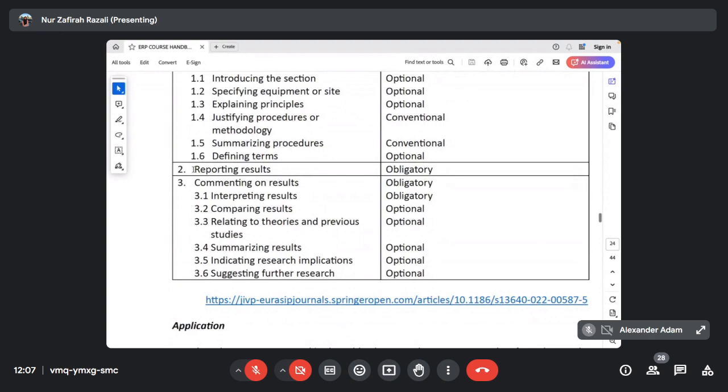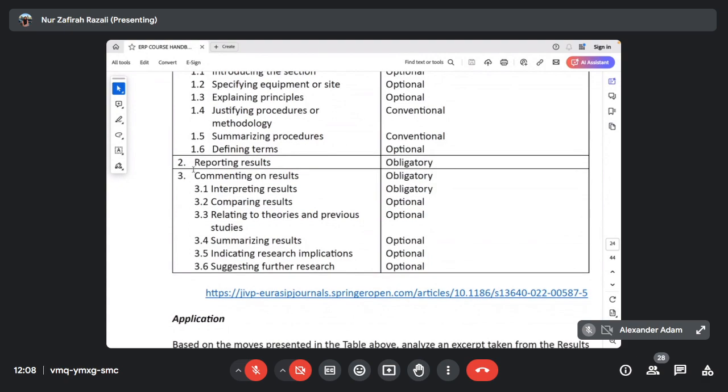Now, move 2, reporting results. This is more like a standalone move. It is not realized by steps because the act of reporting results is a standalone act. So it is just a move in itself. It's merely reporting results. There are actually no steps for realizing this move. As for move 3, commenting on results, the steps included are interpreting results, comparing results relating to theories and previous studies, summarizing results, indicating research implications, and suggesting further research. These are the steps used to comment on results.